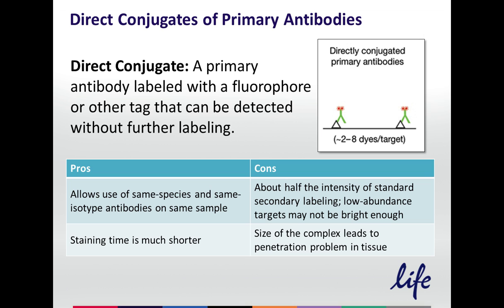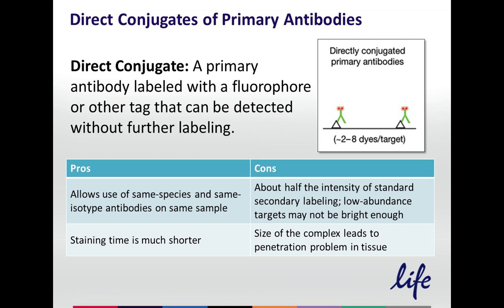Okay, so direct conjugates of primary antibodies. When you hear someone talk about a direct conjugate, what that means is that there is a primary antibody which has had a reactive dye conjugated to it covalently. So there's no secondary detection. It just already has the dye on it.